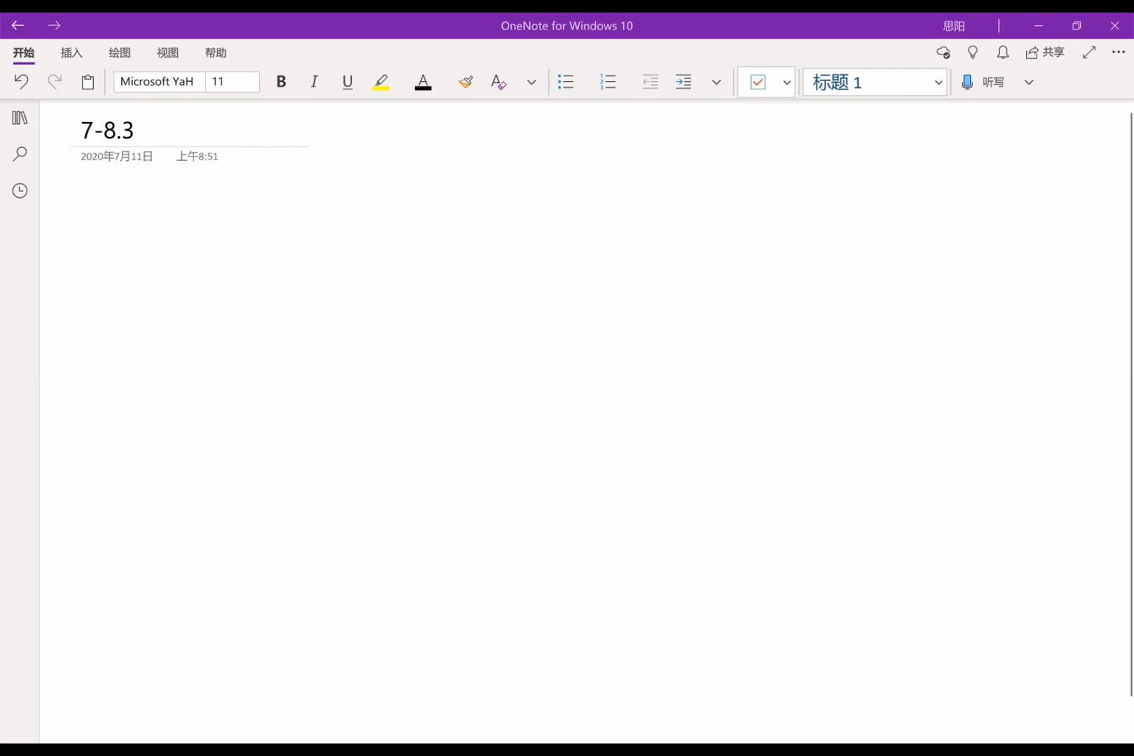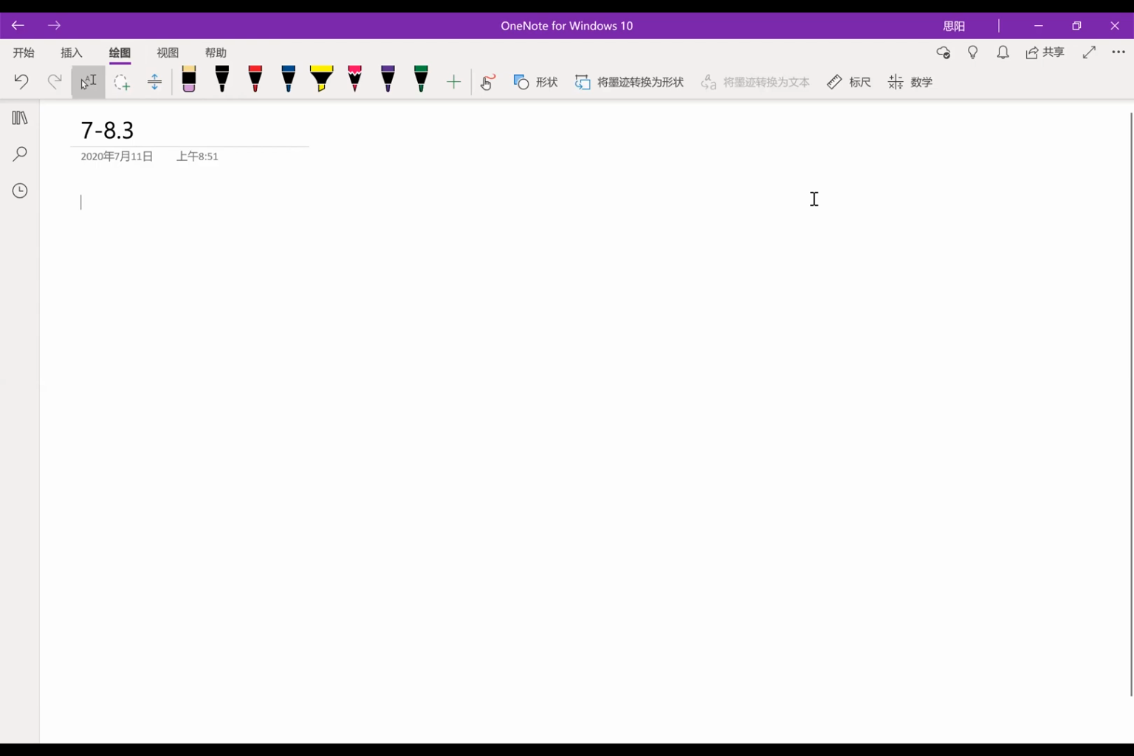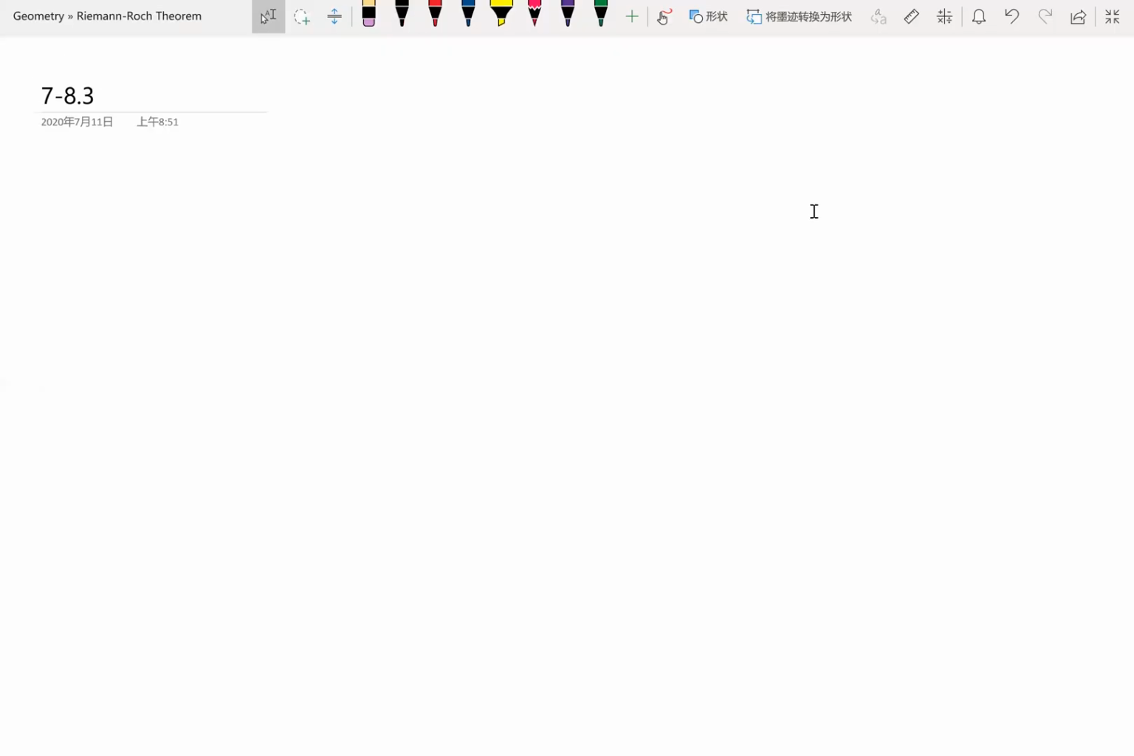Yeah, today we will finish the explicit part of the proof, and then we will go to some non-analytical part. So today we are going to treat the remaining part of the proof of the first part of the Riemann-Roch theorem.